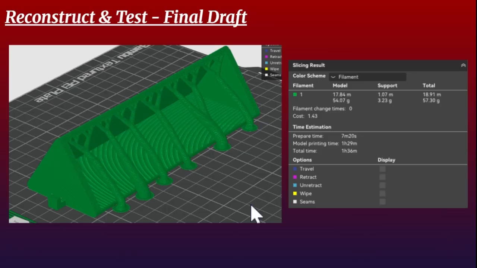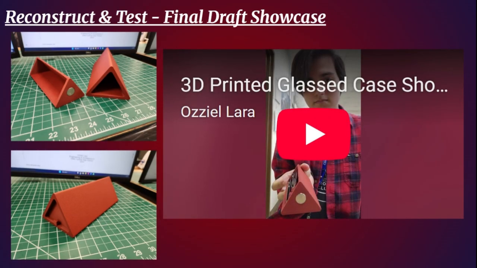After fixing the diameter of the case, it was time to 3D print the case piece one last time. The print was a success. The magnet slid in perfectly and snugly with little force required. The 3D printed glasses case was now, for the most part, complete.